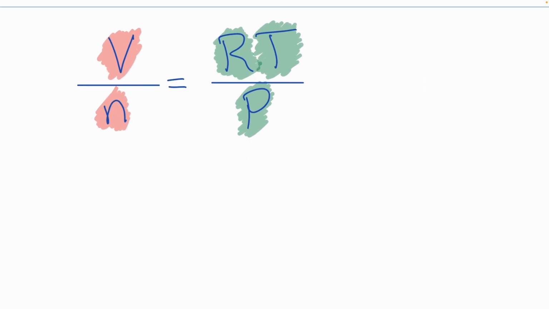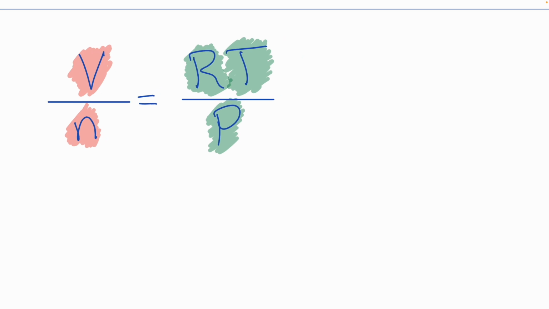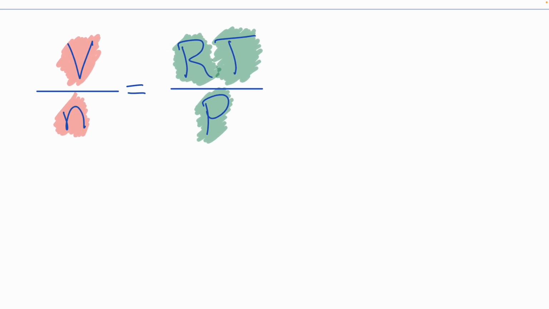Cool. All right, so in my problem, it's telling me that this ratio, volume divided by number of moles, is equal to some constant value. Now the volume's not constant, and the number of moles aren't constant, but their ratio is. If I take the volume divided by the number of moles, I'm going to get the same number no matter what my conditions are, because everything else is being held constant.